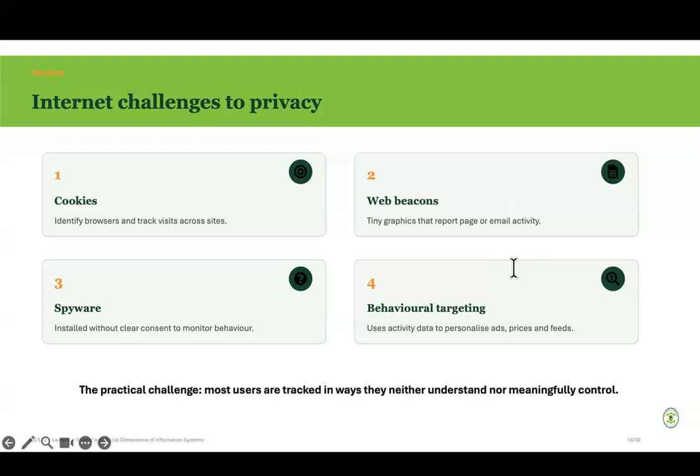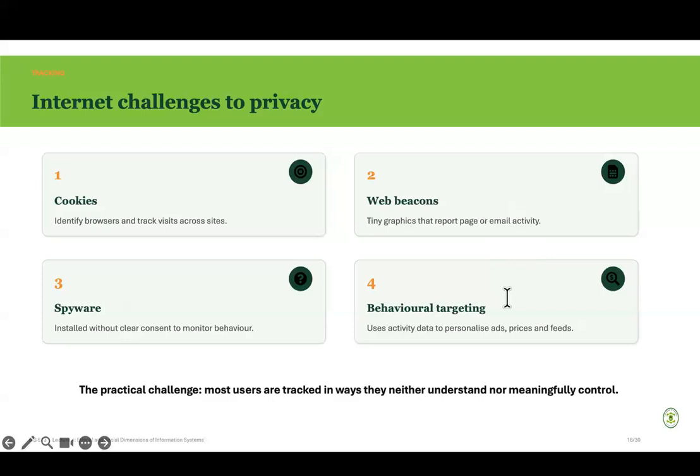Then there's also the issue of spyware. Spyware can monitor our behavior without even our consent. Sometimes they get installed on our devices without our consent because they do it in a very conspicuous manner. All this can lead to what? Behavioral targeting. And behavioral targeting uses our browsing behavior, our browsing activity, our data to personalize advertisements, to personalize recommendations, and sometimes prices for us.